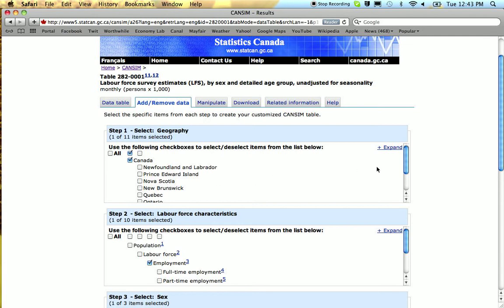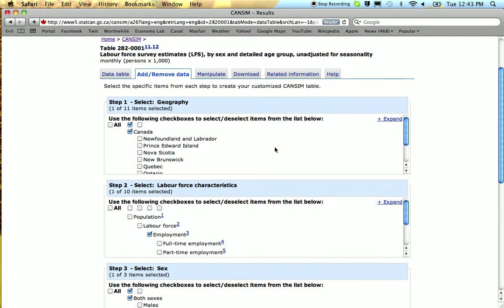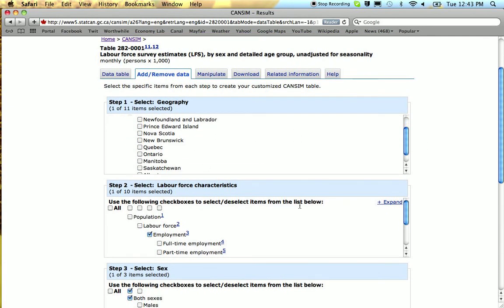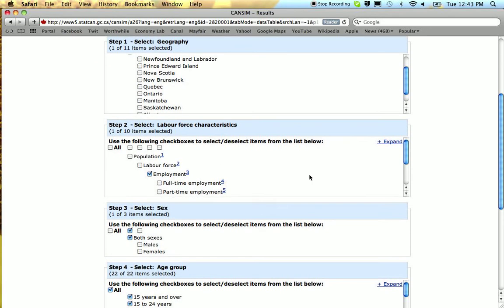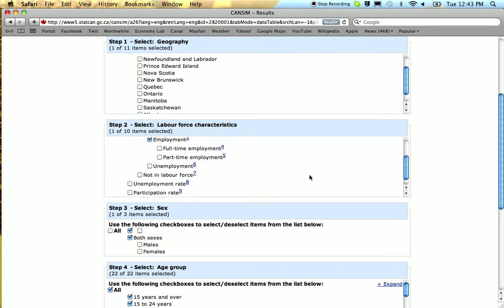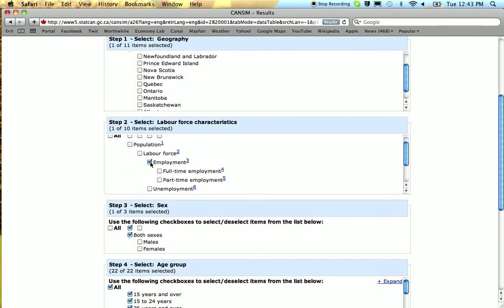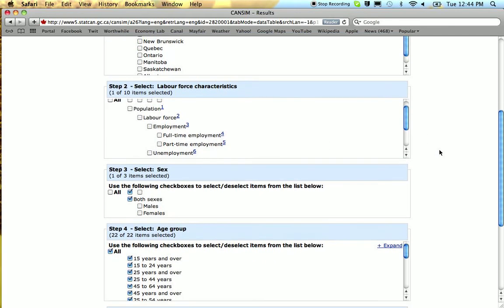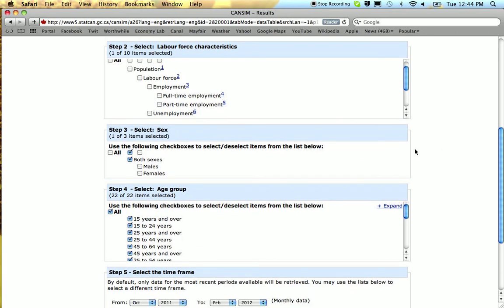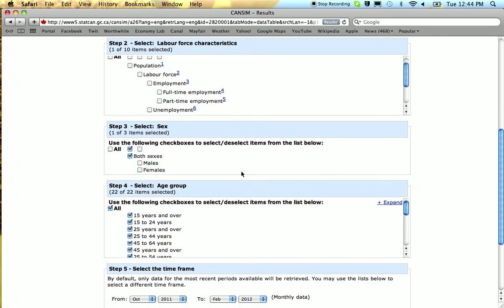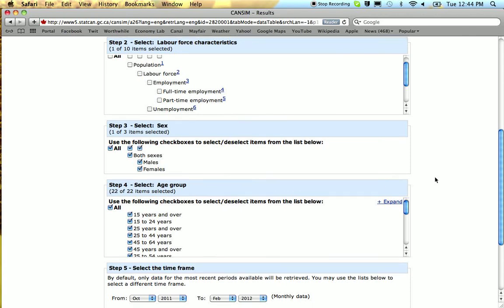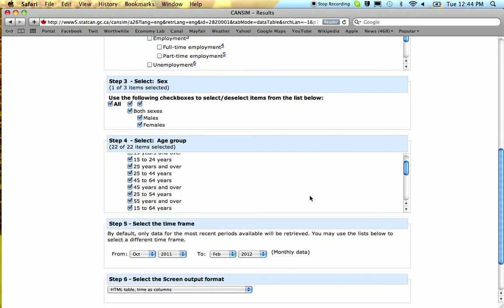Okay, if you're looking at add and remove data, you've got provinces. What's employment? Let's say we're interested in the unemployment rate and the employment rate, but not on the actual numbers of people employed. Like I always find the numbers of people employed kind of hard to interpret. I'm always interested in gender, so we'll break it up for both men and women.